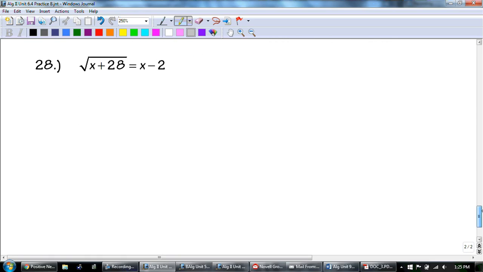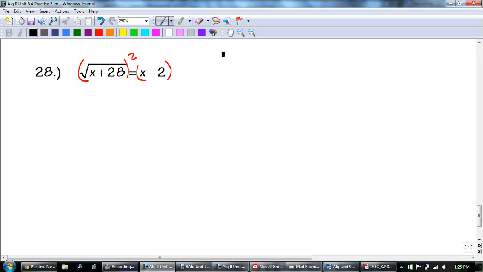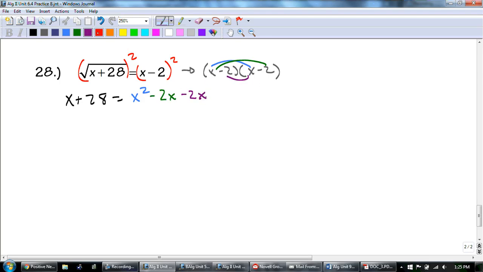Now on the other side, it's still the same steps. I want a square to cancel it, but x minus 2 squared, that's really x minus 2 times x minus 2. Okay? So on the left side, while we have the x plus 28, I'm going to go ahead and FOIL this, or I'm sorry, distribute. So we get x squared minus 2x minus 2x, and then negative 2 times negative 2 is positive 4.